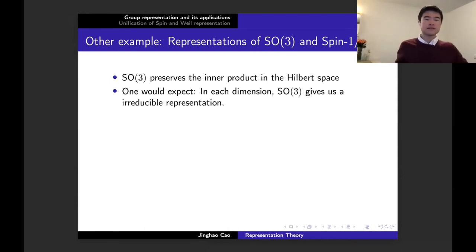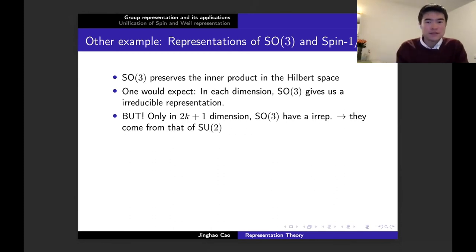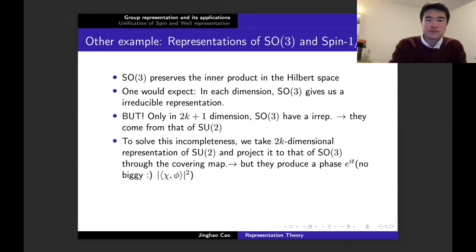And one would expect, since a space has some symmetry, that the group SO3 has to have a representation on that space, and hopefully an irreducible one, because we want irreducible representations in every dimension so that we can describe our space. But unfortunately, that's not true, because only in dimension 2k plus 1 does SO3 have an irreducible representation, and they come from the 2k plus 1 dimensional representations of SU2. So basically, we only have the odd dimensions. What happened with the even dimensions? They just somehow disappeared.